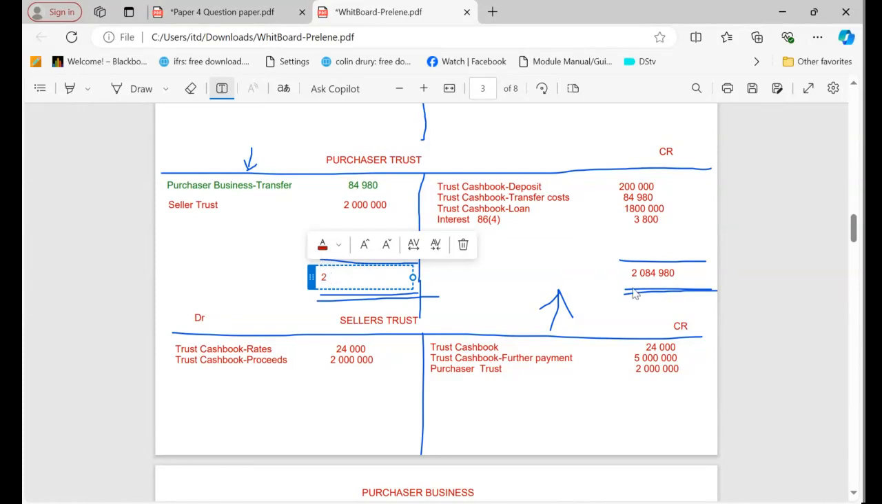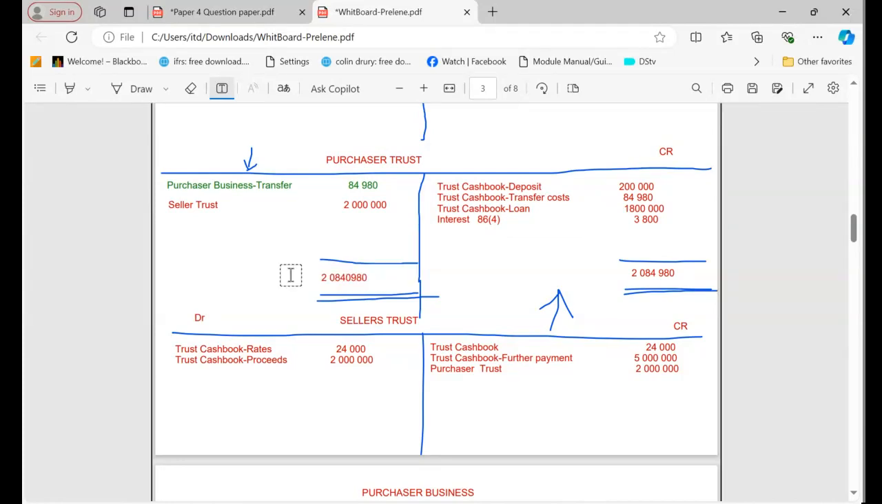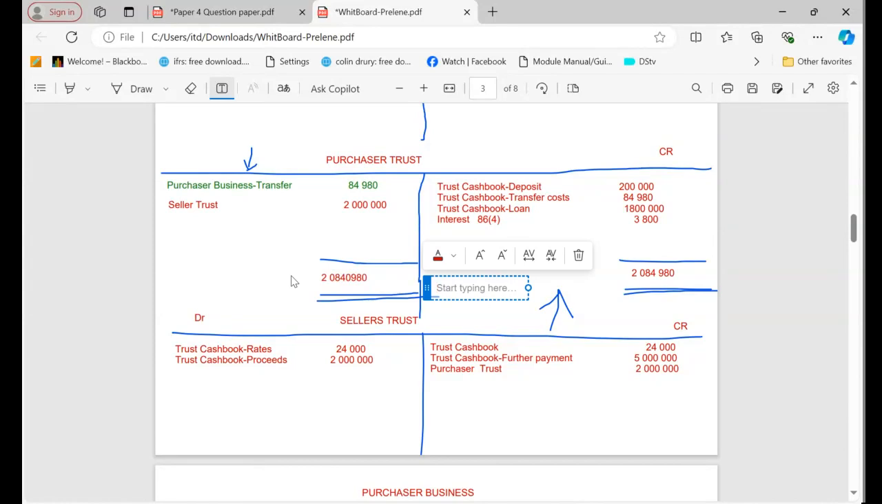What's going on? Let's see. It's 2,084,980. Okay, wait, let me do it again. 200,000 plus 8,490 plus 1,82345 plus 3,800 800 gives you 2088780. Yes, I was right.